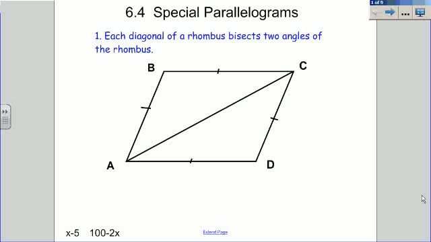This is section 6.4, special parallelograms. We're going to learn about the properties of a couple special parallelograms. In this particular case, rhombuses, which I sometimes call rhombi, and rectangles.